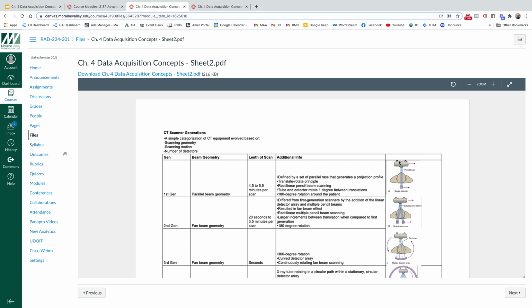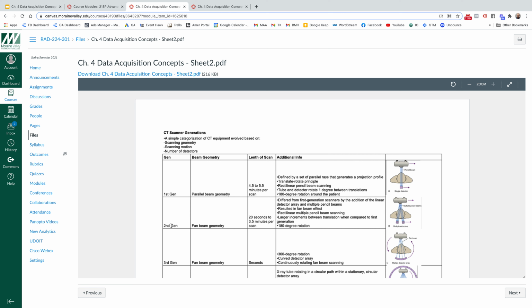So this is the one where they take one scan, okay, rotate. So they take one scan from right to left, and then it rotates 1 degree, and then it does it again, and does it again. So you can imagine that's why it takes so long. It continues to do that until it reaches 180 degrees around the patient. That's the first generation parallel beam geometry.